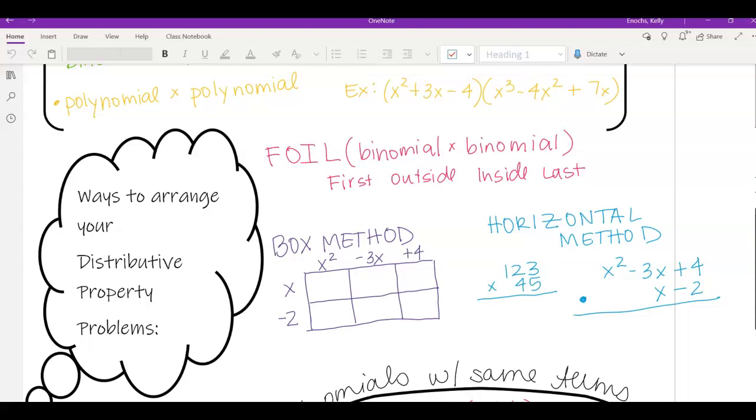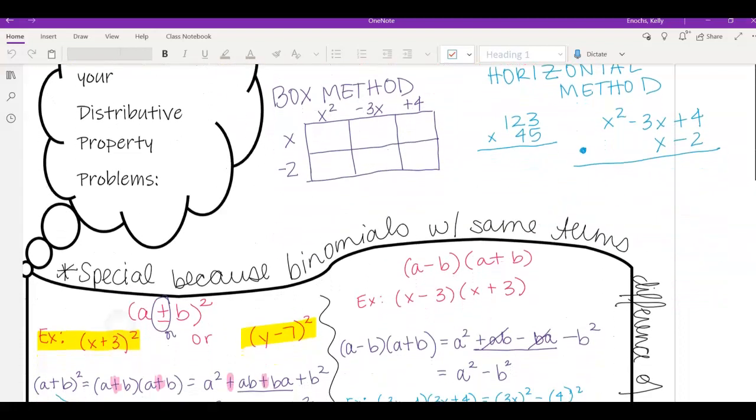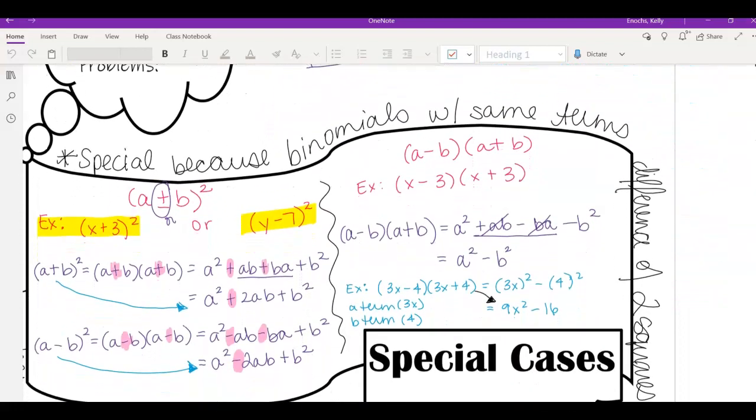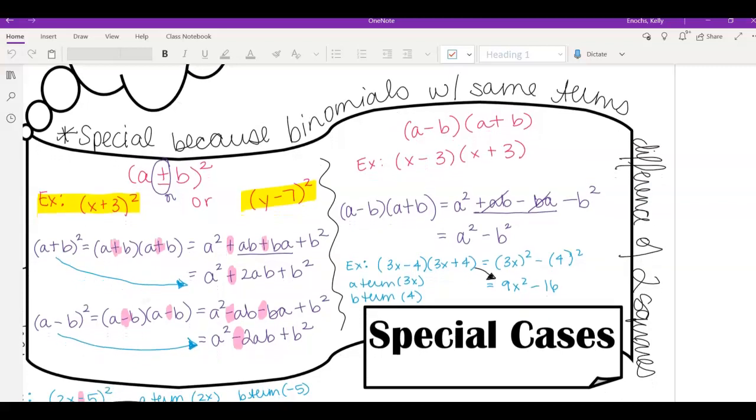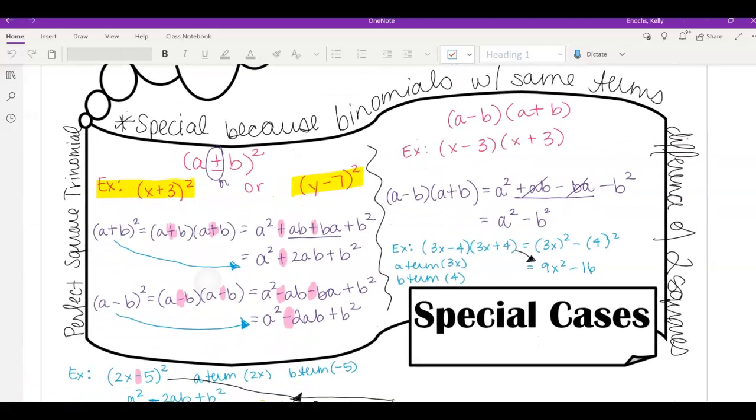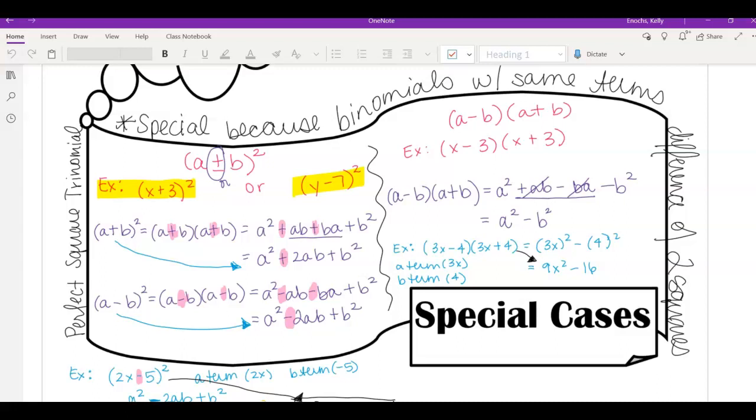Okay? All right. Last thing I want to talk about is those special cases. So if you remember, special cases are where your binomial, that means your two terms, has the same two terms in it. And those come in two different forms. So first, you could have the same two terms squared. So you might have two numbers added together, squared, or two numbers subtracted and then squared. So for example, you might have x plus 3 squared or y minus 7 squared. Those are both special because they have the little squares in them.